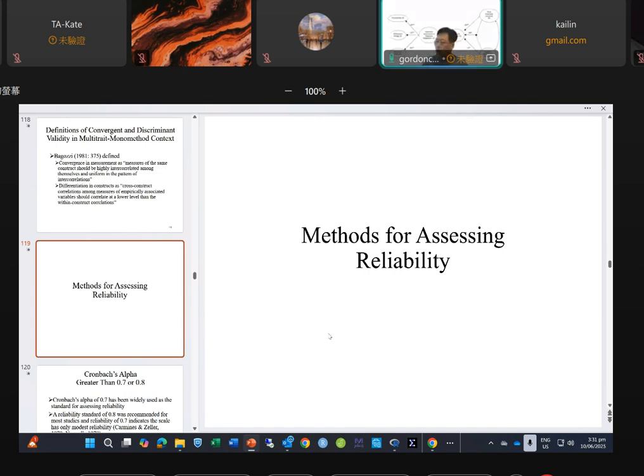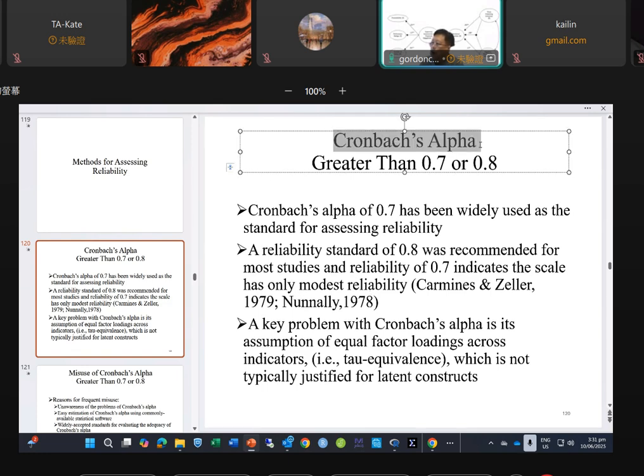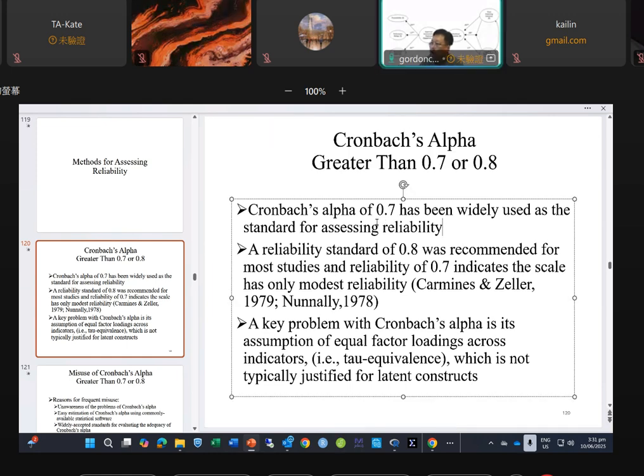Now, before the lunch break, I will quickly go over different methods for assessing reliability, convergent, and discriminant validity. First, reliability. How do we assess reliability? Typically, we use Cronbach's alpha, and we want Cronbach's alpha to be greater than 0.7 or 0.8. Most studies use 0.7 as the threshold. However, in Nunnally, in fact, the recommendation is 0.8. But nowadays, most people use 0.7, because they don't want to throw away their data.